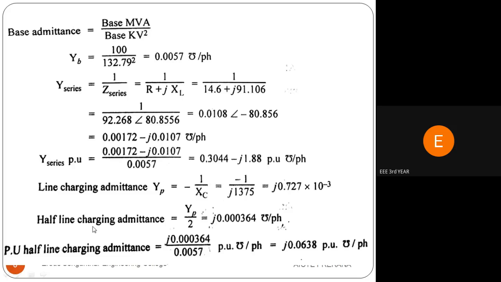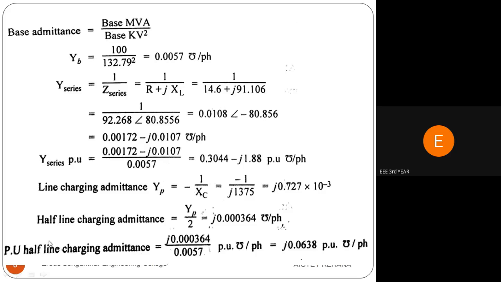Half of the line charge admittance means it is divided by 2. We have to divide this value by 2. So finally we get YP by 2, and then we get the value as j 0.000364 per phase. Okay.